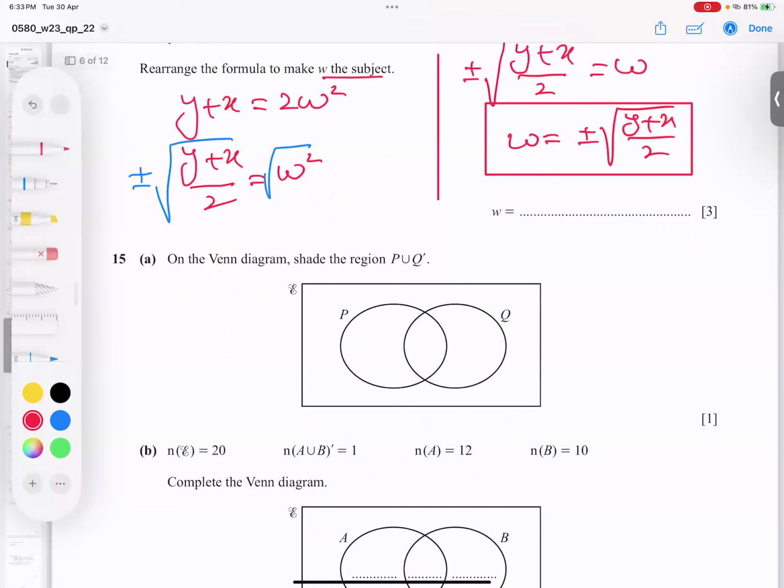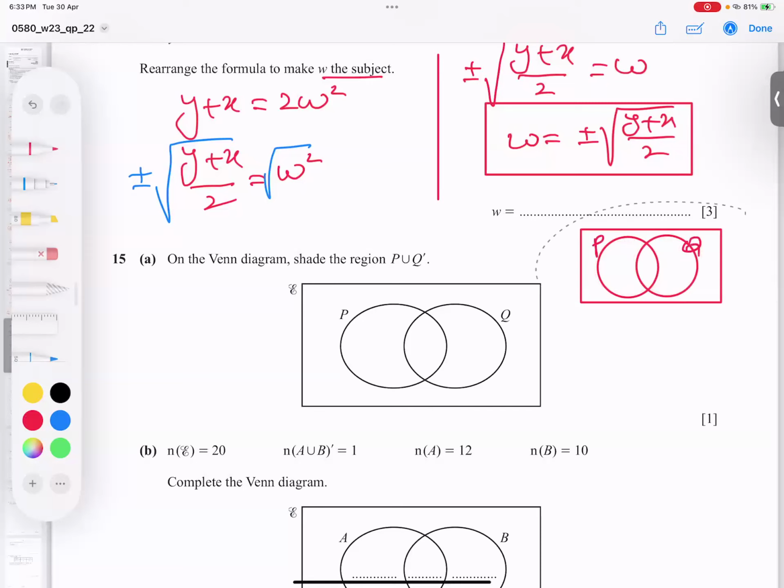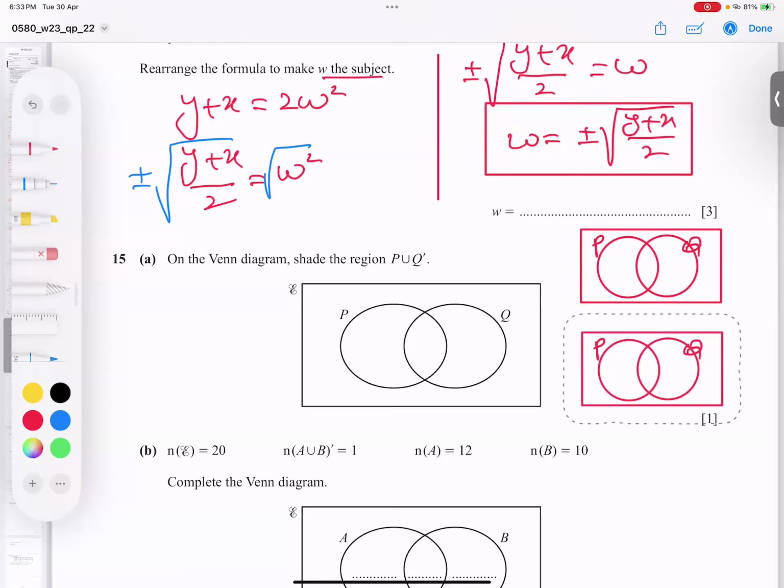Question number 15. How to do this kind of question? As a teacher, I suggest you make this kind of diagram 2 times. I believe you will understand very easily. This is P and Q, and I am copying this diagram once more. Now the first letter P goes on the first diagram, Q dash goes on the second diagram, or we can write P here, Q dash here, complement, and the middle letter union will come in the middle. P means the circle of P. Don't care about the other circles while shading.